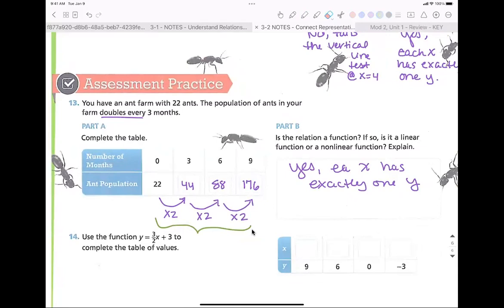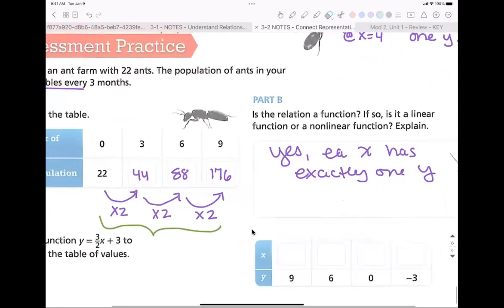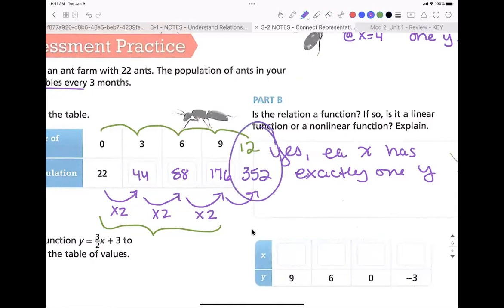And then it'll ask, what is it in a year? Well, you guys have already done this, but if this is 3 months, 3 months, 3 months, the next one we could put in here would be 12. And if it doubles, doubles, doubles, we could double it again. And we could put 352 here. So we could answer the question that in a year, we would have 352 ants.